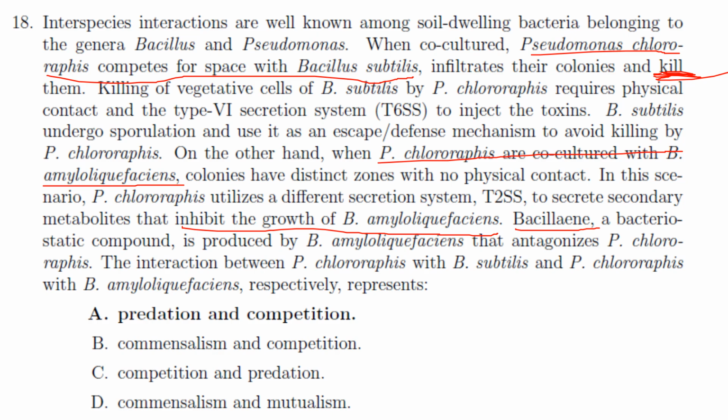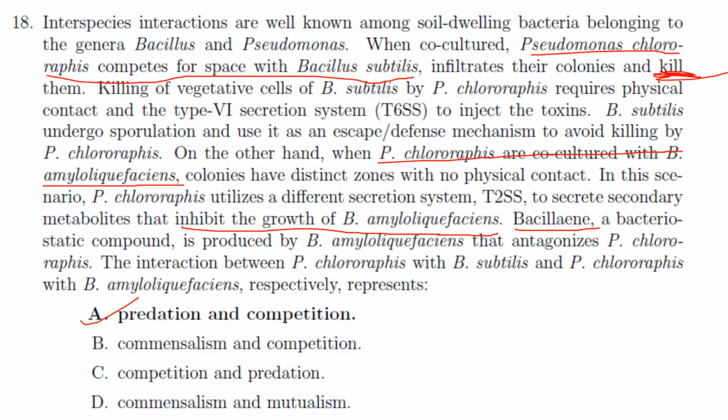So what kind of interaction is there? In the first case, chlororaphis and Bacillus subtilis, it is predation because chlororaphis kills Bacillus subtilis. Okay, so it is predation.